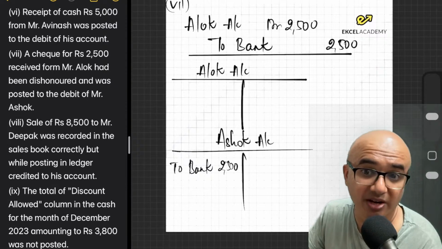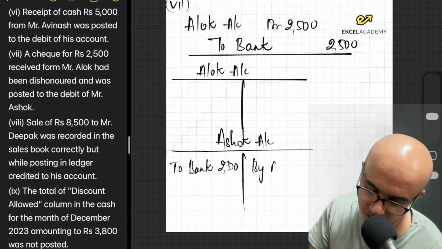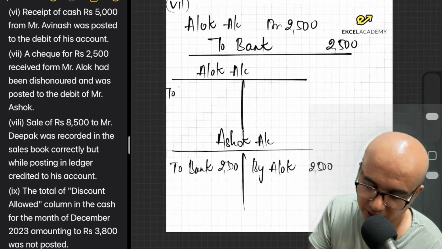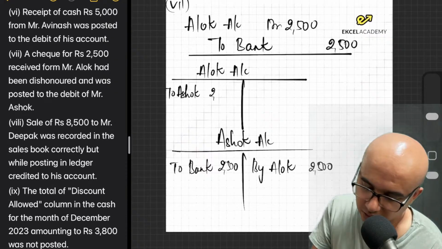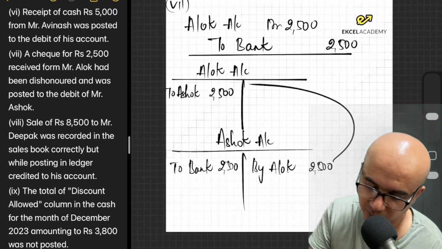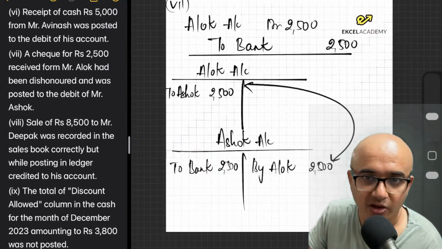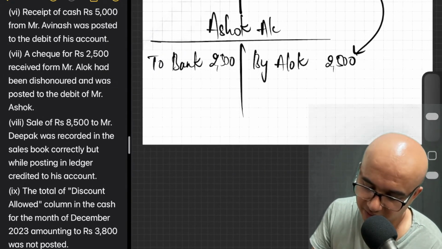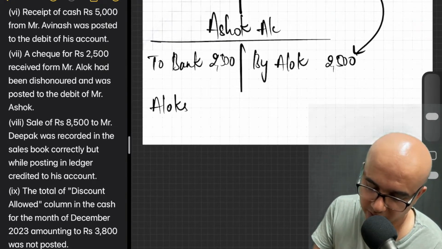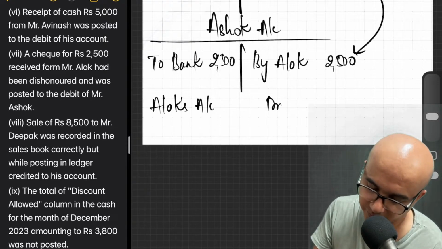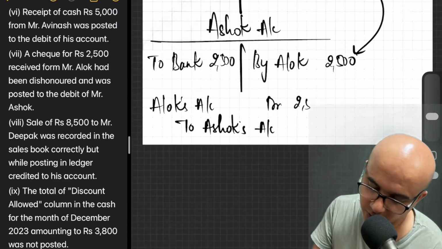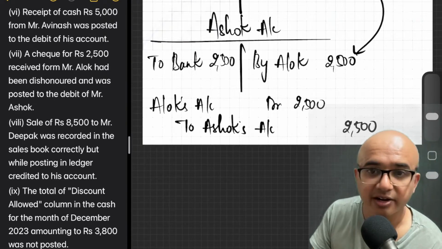How to rectify that wrong debit entry? Very simple. By Alok 2,500. And here to Ashok 2,500. This is nothing but the cross posting. Same thing, getting cross posted. So what is the rectification entry which we are supposed to pass in the exam? That we just now saw, but let us do that again. That would be Alok's account debit to Ashok's account, 2,500, 2,500. That's it.